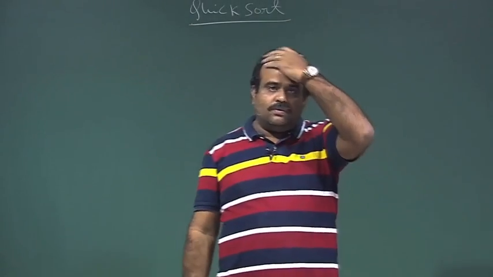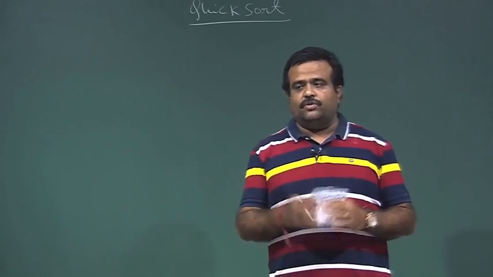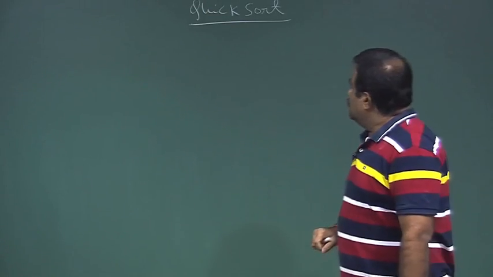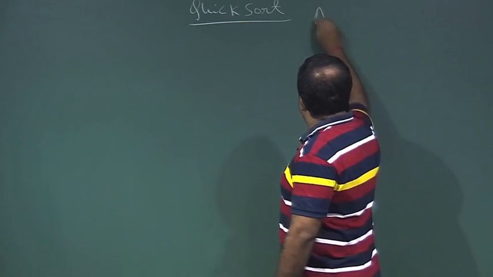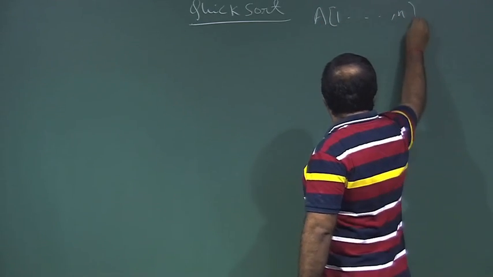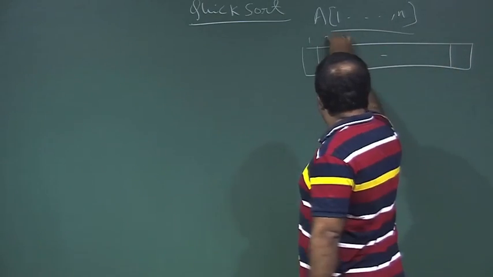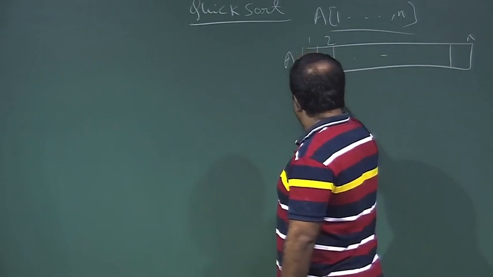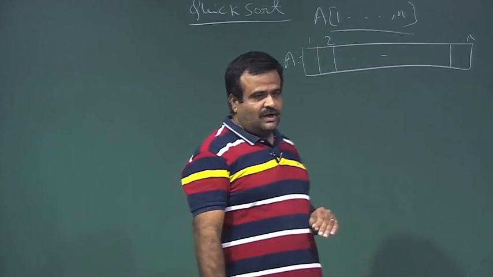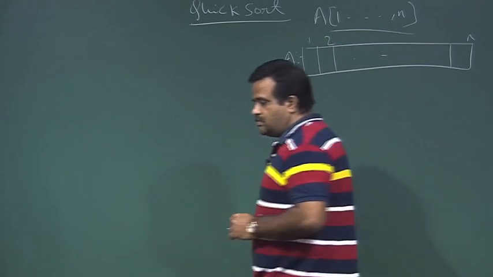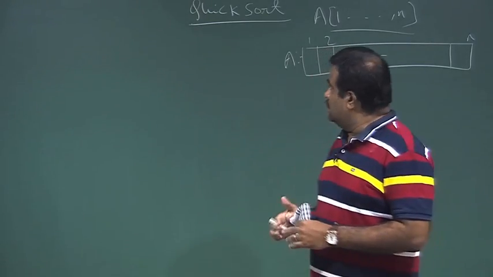Okay, so we will talk about an example of another divide and conquer technique, which is QuickSort. It is a sorting algorithm where we need to sort an array of n numbers. This is the input, and we need to sort these numbers. We have seen two sorting algorithms so far, insertion sort and merge sort. Merge sort is one example of the divide and conquer technique.